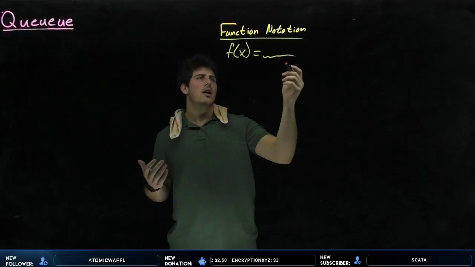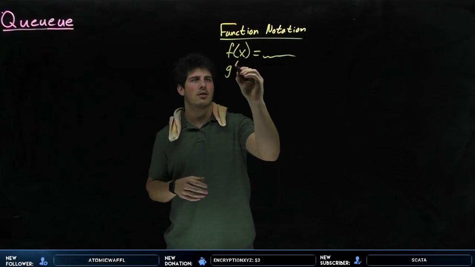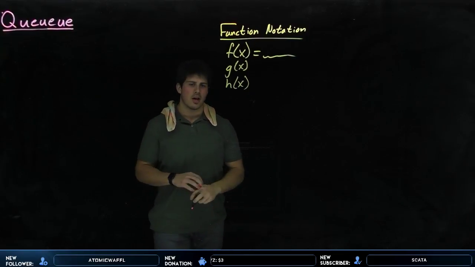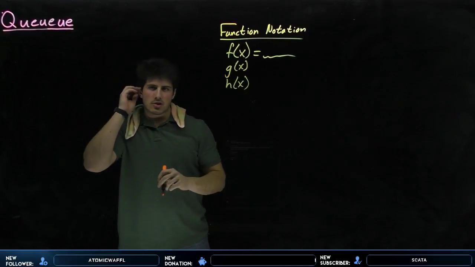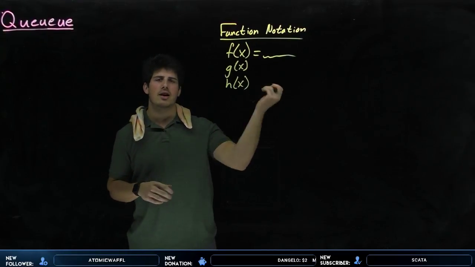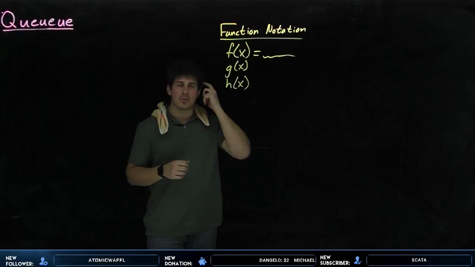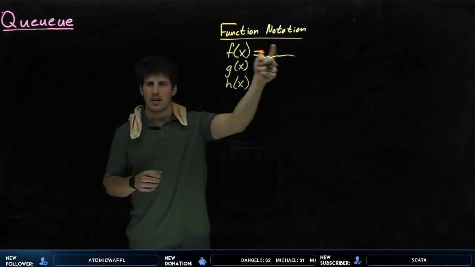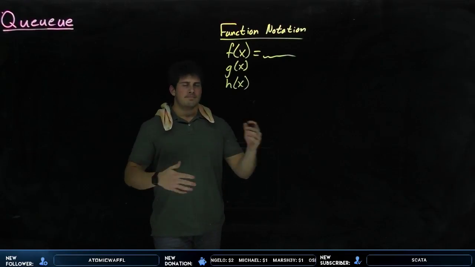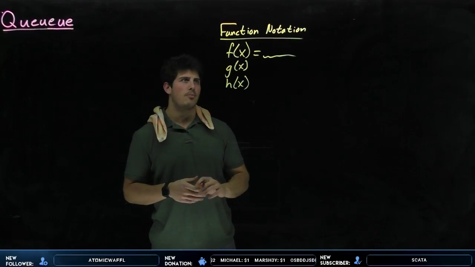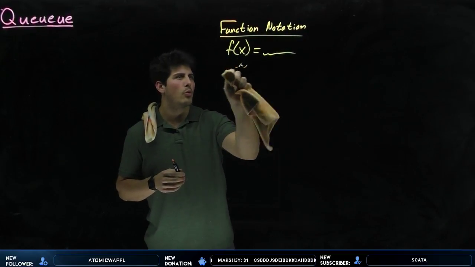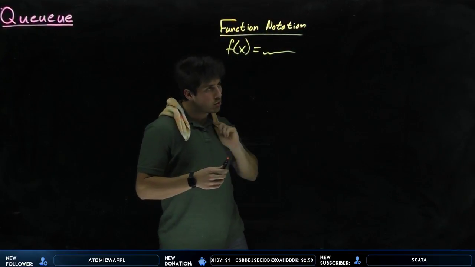It could be g of x, h of x, and so on. The reason we have f, g, and h is that's usually what they'll start with. You'll see f of x. It's easy to remember that function notation is f of x, but it can also be g of x, h of x. Doesn't really matter. But what this means, or why the notation is a little peculiar.